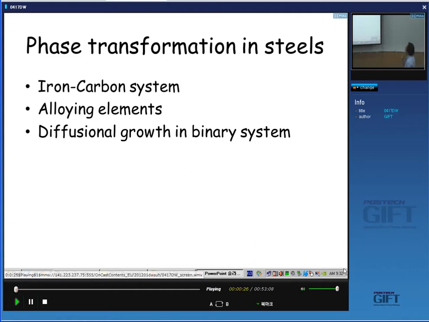At the start, I will briefly introduce some basics of the iron carbon system and the role of the alloying elements which we utilize in making alloys in the ferrous system. And I will continue the theoretical analysis of diffusional growth, first in the binary system. Binary means iron carbon. Then we will move to the growth kinetics in the ternary system, in which we will consider the effect of the alloying element on the growth kinetics of, in particular, proeutectoid ferrite. It will take 3 or 4 classes to complete the whole of the diffusional growth of ferrite.